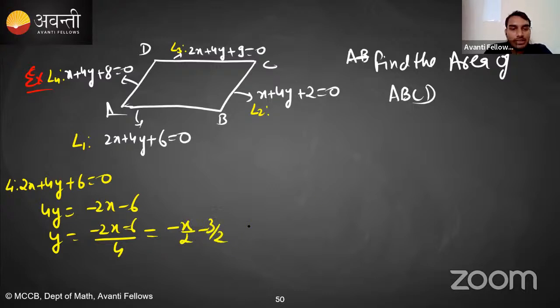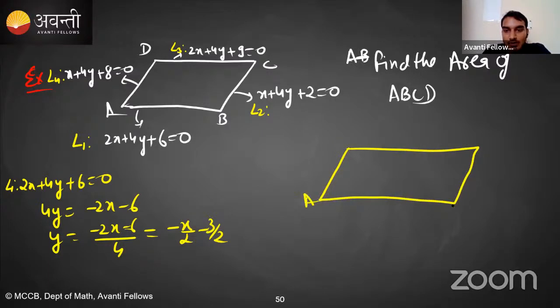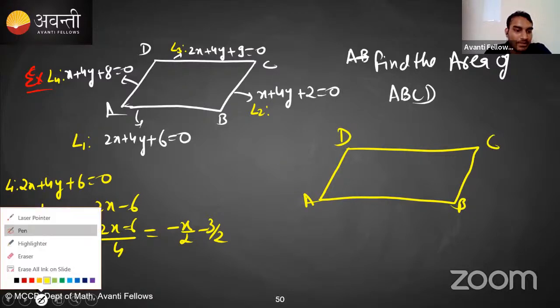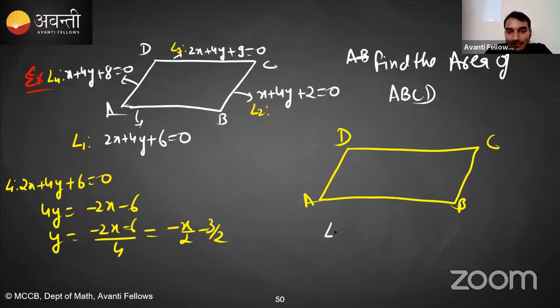Clear? So it means if you have to write the equation of the lines of the parallelogram, then you will have to write in the form of y is equal to mx plus c. So there you will write L1 as y is equal to minus x by 2 minus 3 by 2. And you can say here, what is y? Y is equal to minus x by 2 minus 9 by 4.